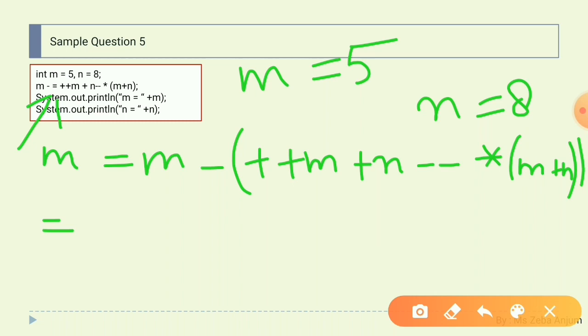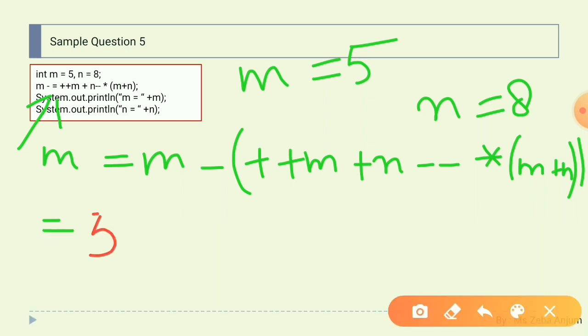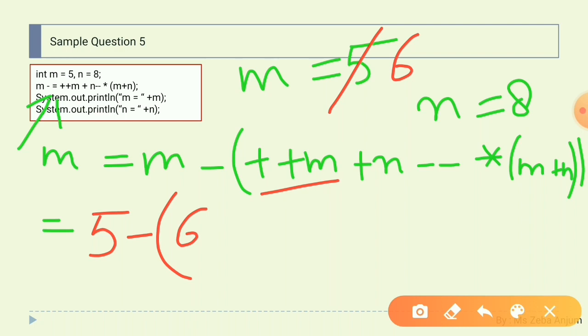Now let us try to fill in the values. Initially your m was 5, so we are going to write 5 over here. Again a bracket, ++m. Pre-increment means firstly you have to increase the value, then you will be using the value. So 5 becomes 6, and we are going to use 6 over here. Now again we are going to encounter n--. Firstly you have to use the value, then afterwards decrease the value. So the value of n is 8, we are going to use 8 over here, and we are decreasing the value by 1.